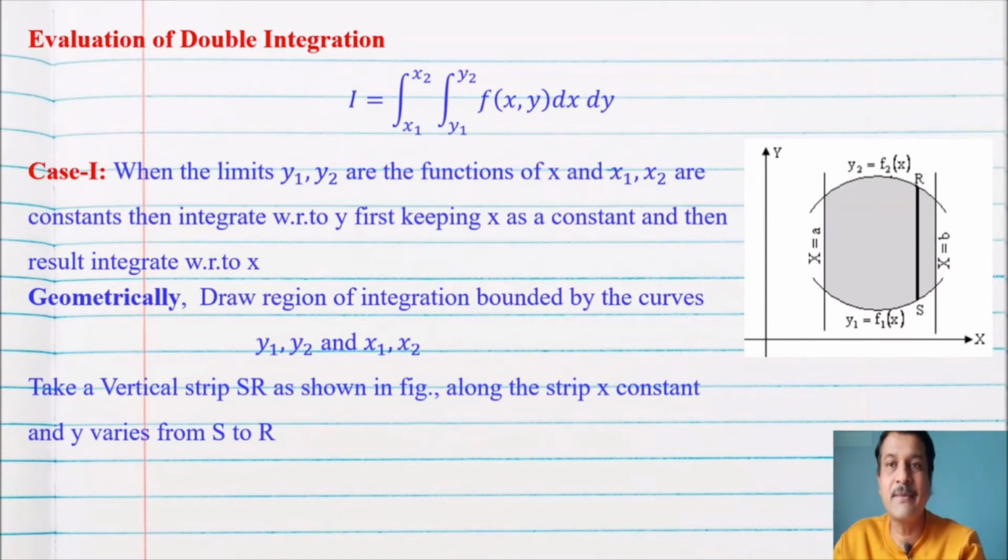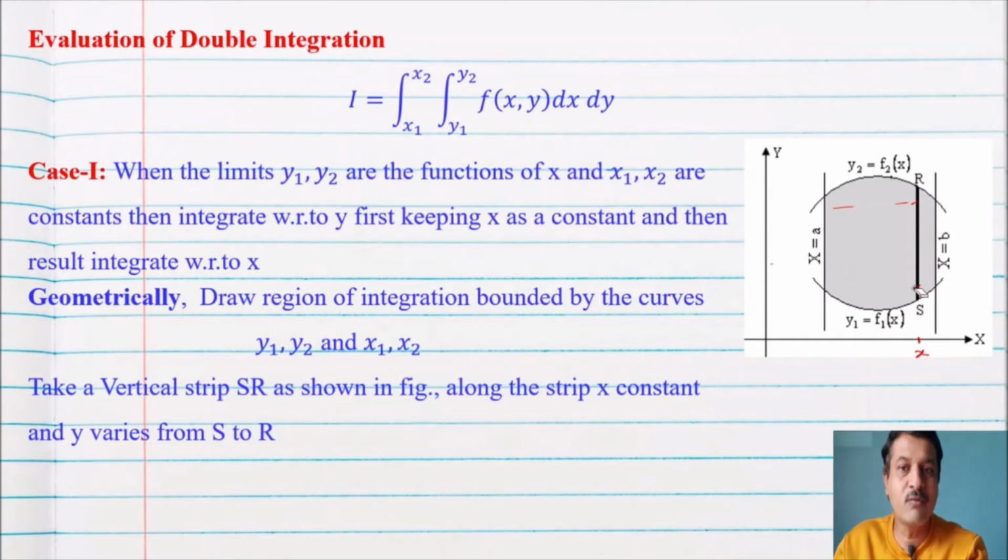So what is this strip? Here I am taking the width of the strip as delta x, very small, tending to 0, and that is why along this strip the value of x is a constant. If I take the strip here, then x is constant, but the values of y are different, because I am getting different points of y. So along this strip x is constant and y varies.